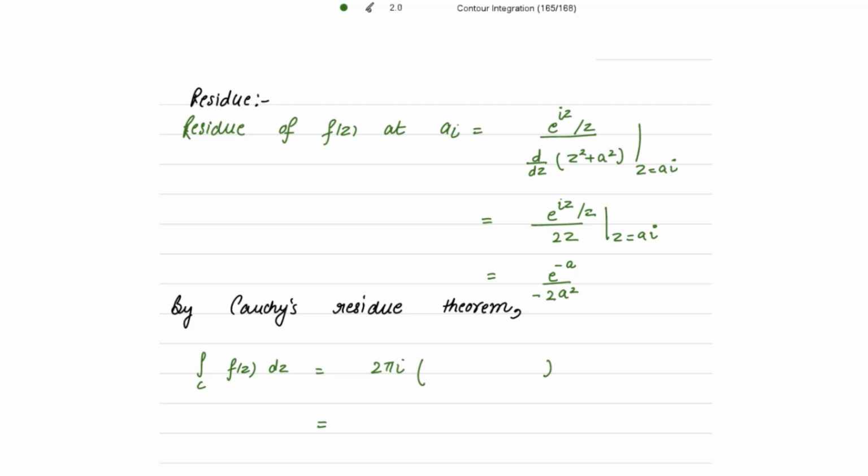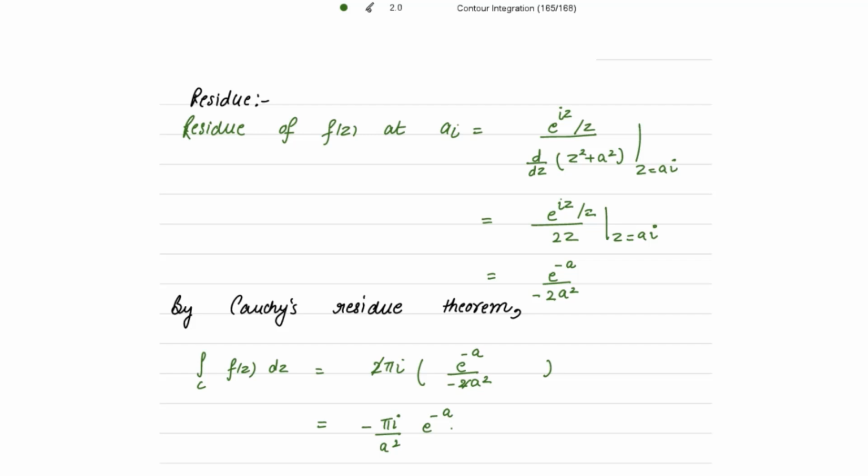And now next step is I have to use the Cauchy residue theorem, which is the integral over the whole contour f(z) dz is equal to 2 pi iota times the sum of the residues, because I'm having only the one residue. So 2 pi iota times the calculated residue. So this is 2 pi iota times e to the power negative a over negative 2a square. 2 will be cancelled with 2, and then we are having finally negative pi iota over a square e to the power negative a.